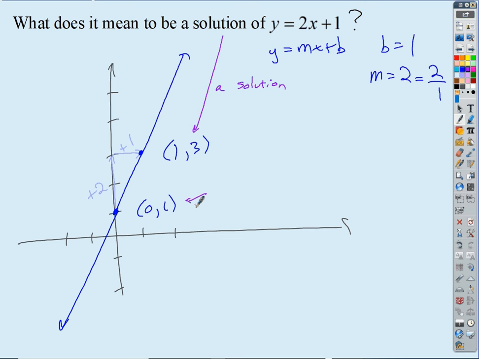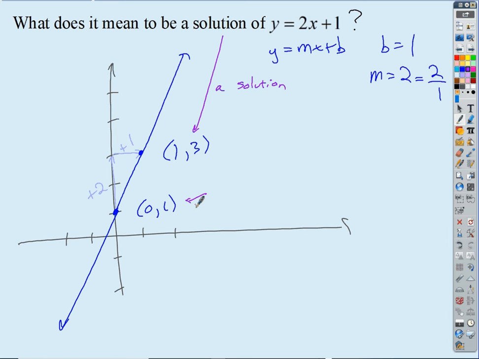Because every point on that line corresponds to a solution, doesn't it? You can think about a line as being like a wire with infinitely small beads on the wire, and each of the beads is a point in the xy plane that represents a solution, right? So why is 1, 3 a solution? Prove to me that 1, 3, the ordered pair 1, 3, is a solution. How could I do that?